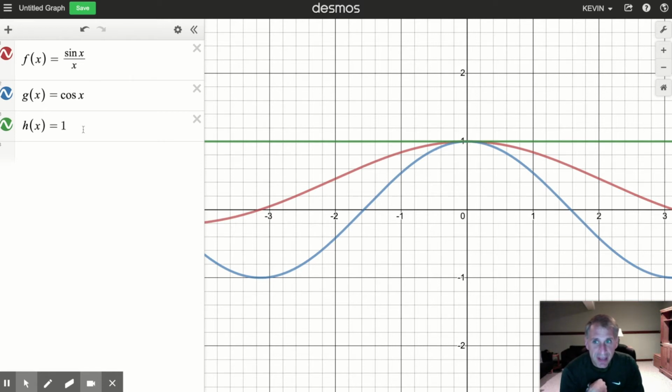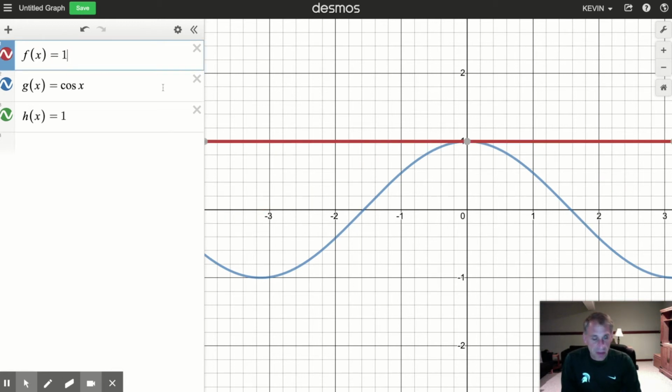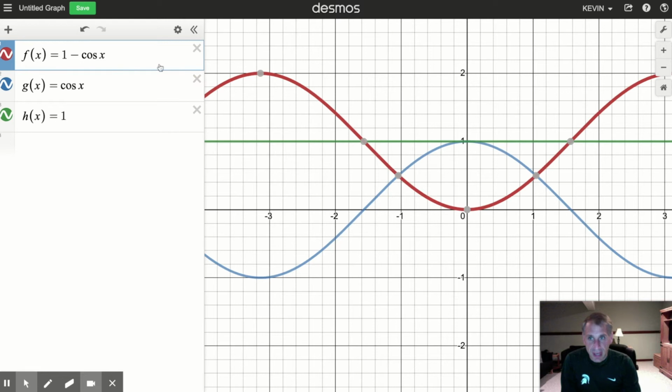And the limit of the cosine of x as x approaches 0 is going to be 1, because cosine of 0 is 1. And the limit of h of x as x approaches 0 is also going to be 1, because it's just always 1. So they're squeezing or sandwiching in this red function here. And so by that logic in the Squeeze theorem, f of x must have a limit of 1 as x approaches 0.